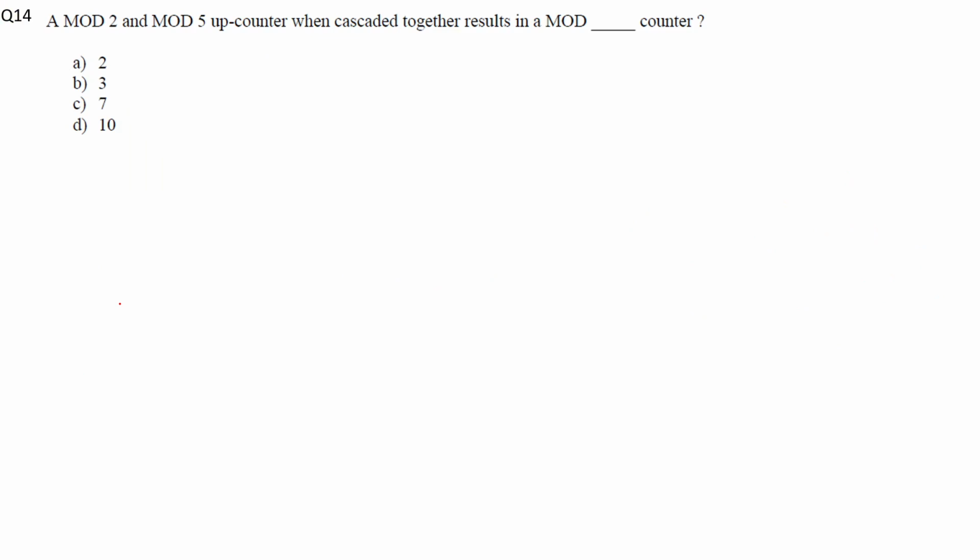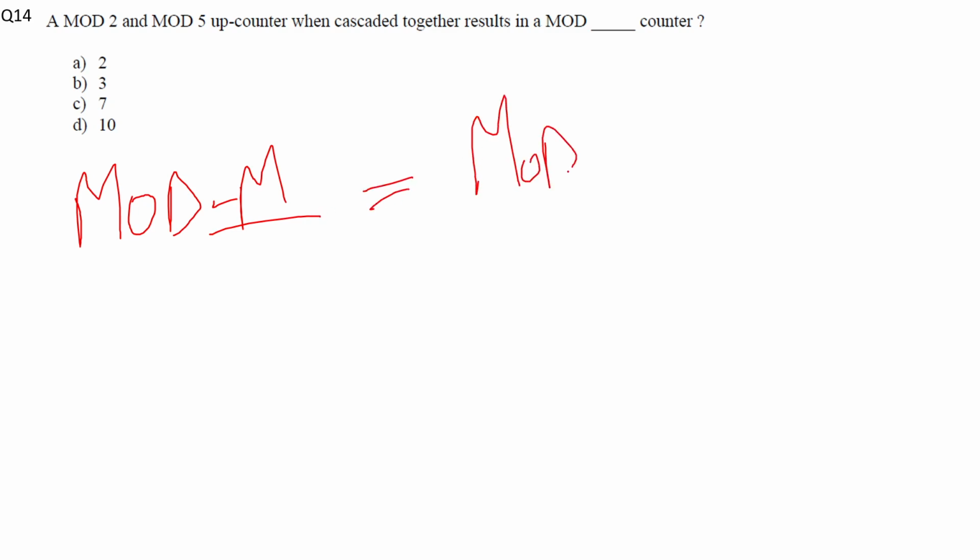Now, question number 14 states that a mod 2 and a mod 5 up counter, when cascaded together, result in a mod dash counter. So when two mod up counters are cascaded, mod m, where m is the modulus of the cascaded configuration, is equal to mod m1 times mod m2.